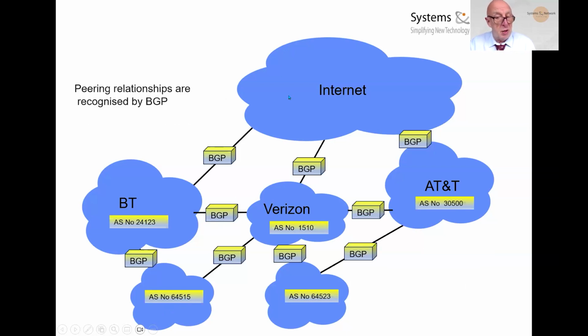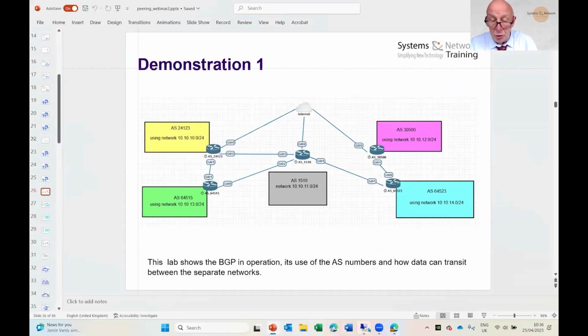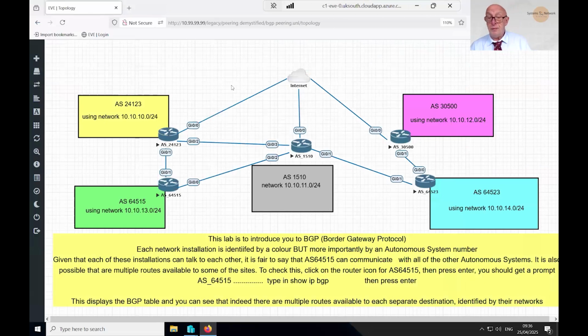The peering relationships are recognized by BGP, absolutely, because BGP is the carrier. So what I've got here is a quick demonstration for us just to have a look at these AS numbers in situ. All right, so I'm just going to bomb out of that and drop into a lab. So you can see here, I've got 1, 2, 3, 4, 5 routers doing whatever these routers are doing, and they all have AS numbers.